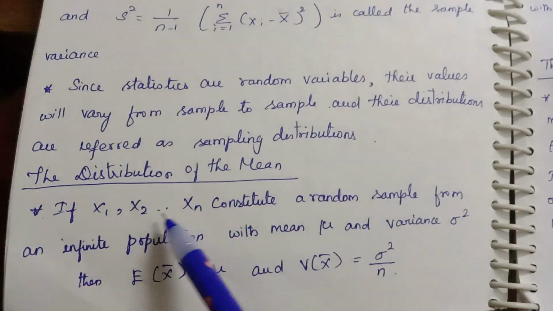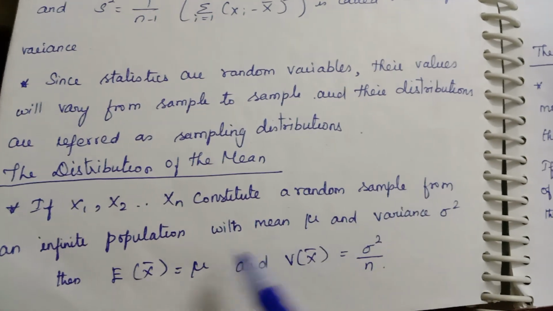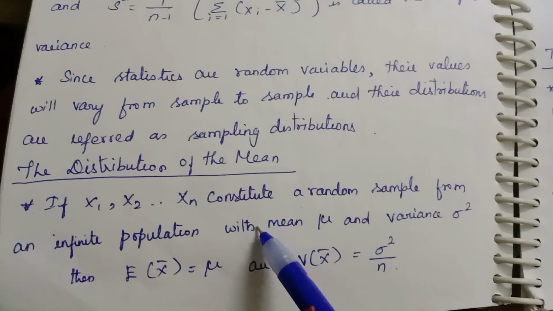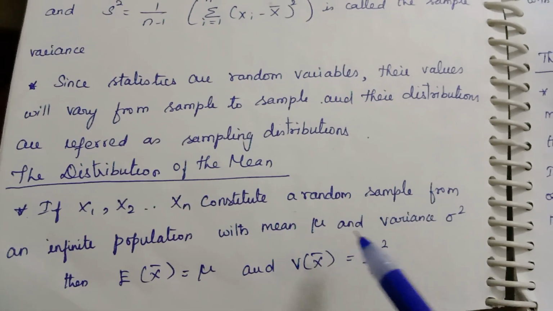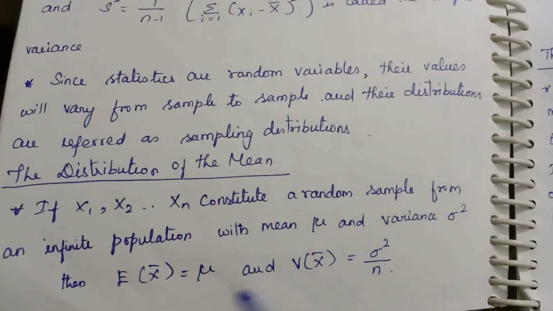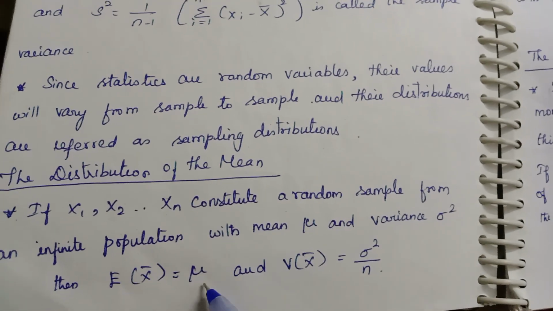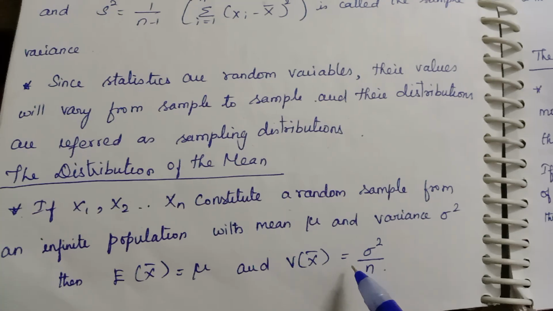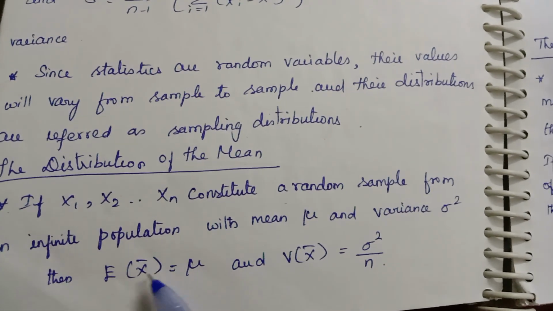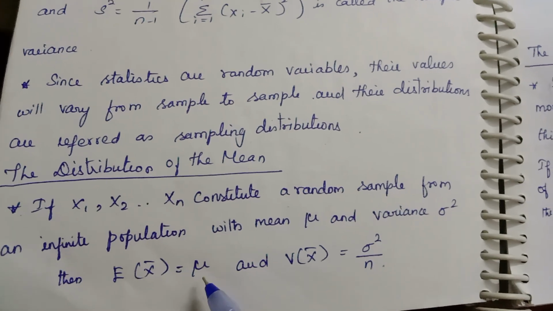Okay, let x1, x2, etc., xn constitute a random sample from an infinite population with mean mu and variance sigma square. So these are the population parameters. Mu is the mean of the population, sigma square is the variance of the population. Then expectation of x bar is equal to mu and variance of x bar is equal to sigma square by n. What is this x bar? X bar is the sample mean. Expectation of x bar will be equal to mu.